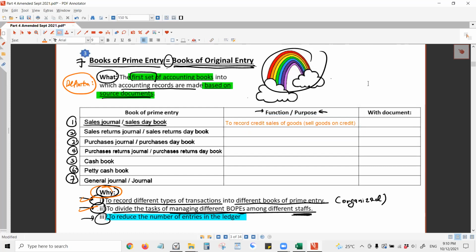After you have written this line, you tell me in the chat box what document would give you this transaction. What document will give you this transaction? So you answer in the chat box once you have written the function. Okay, I see 1 answer. I wait for 5 more answers.